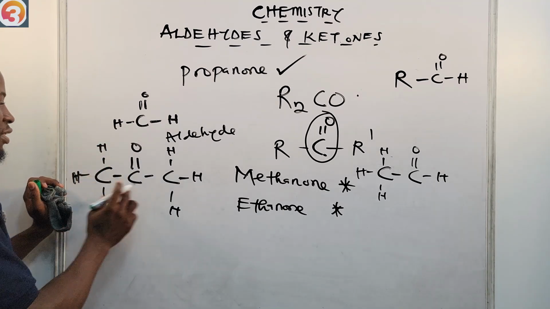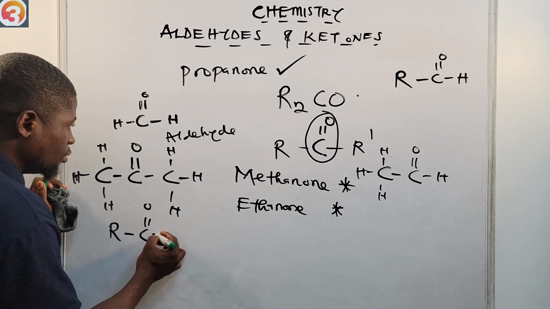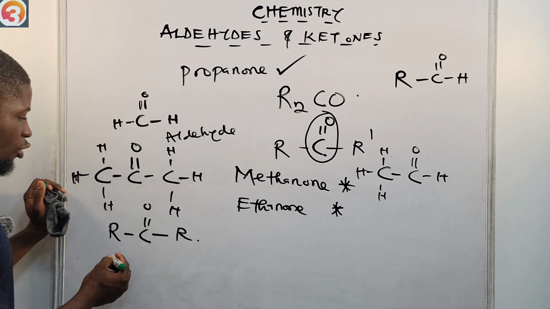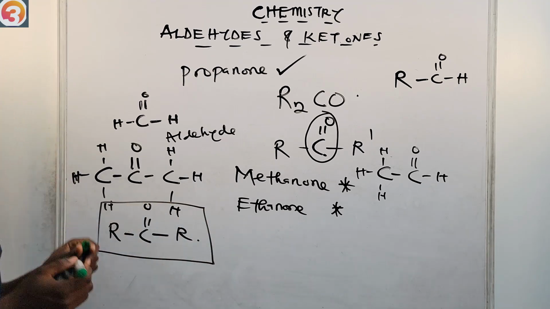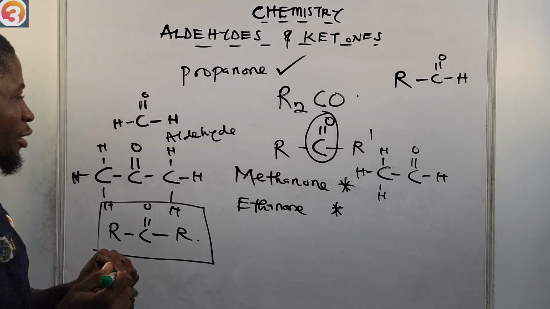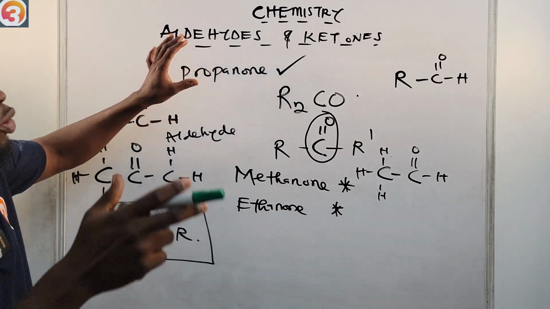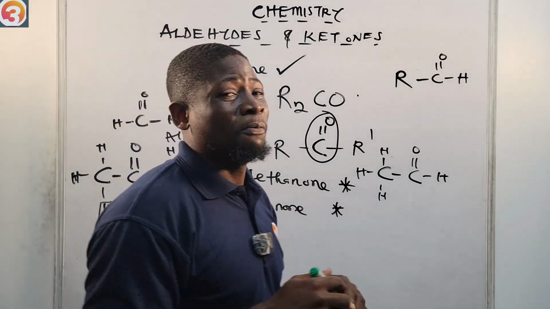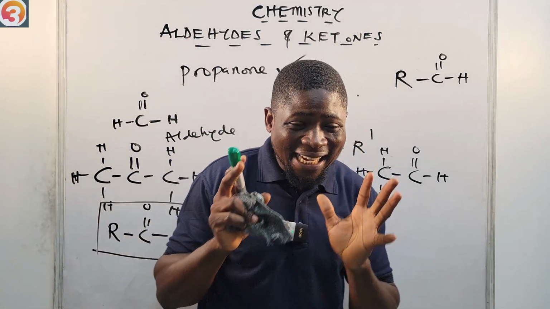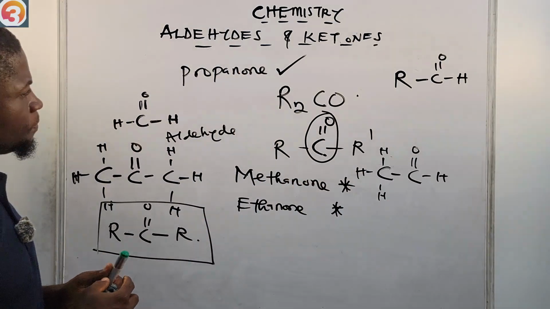H. If you see very well now, this is an R group, this is C double bonded to O, then this is another R group, representing our general formula. So this is an alkanone. The simplest alkanone is propanone. Keep that in your head. If I want to ask you a question, that's what I'll ask you. The simplest alkanone is propanone. All right, so now let us continue.